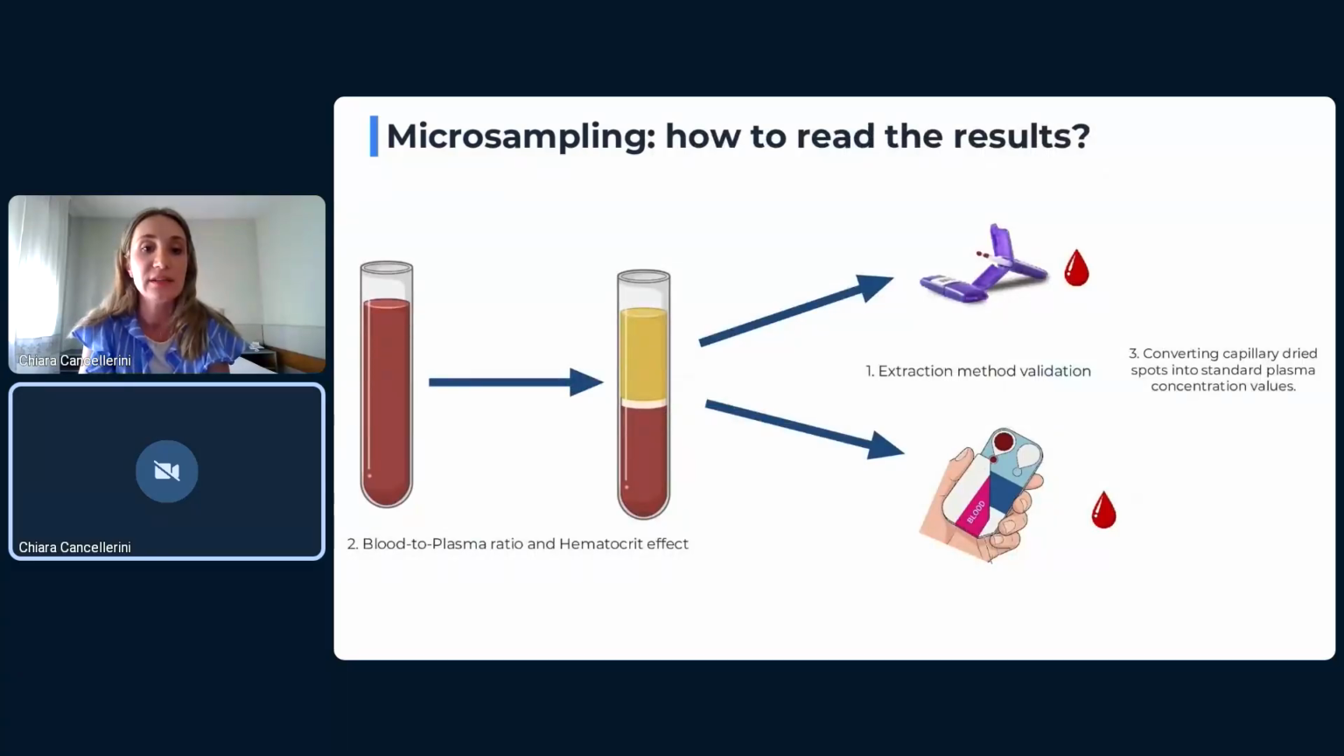So how can we read the result? First of all, we have to use the extraction method validation. So we have to perform an extraction validation for a specific drug. Second, we have to compare the blood to the plasma and also consider the hematocrit effect. And third, we have to convert the capillary dried spot into the standard plasma concentration value, to see if they are comparable.